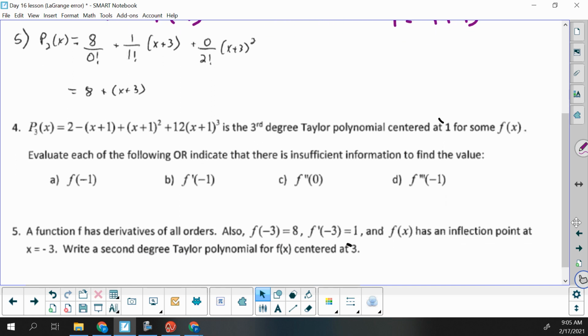For 5, we've got our original value, we've got our first derivative. And if there's an inflection point at x equals -3, that means we know the second derivative should equal 0. So this would be our second degree setup. But because we had a 0 for the second derivative, the second degree term doesn't show up, so you just have 8 plus x plus 3.